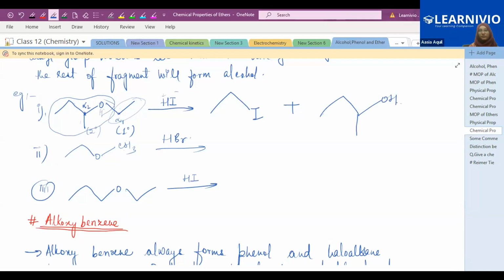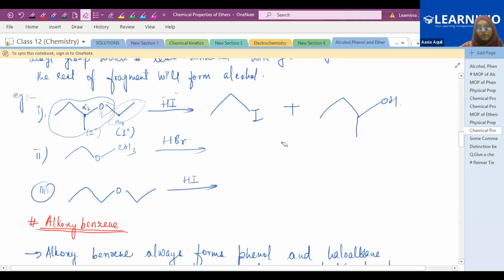Yes, Safrina? Ma'am, for the last one, the heavy group was for the halogens, right? Yes. For the last one, the heavy groups bonded with the halogen, right? No? Like the tertiary.